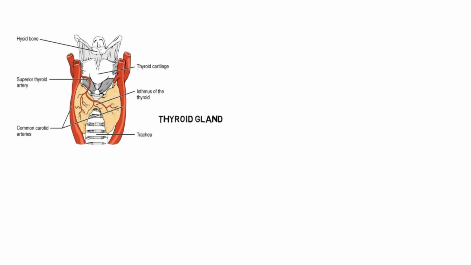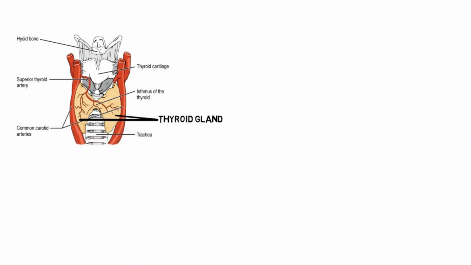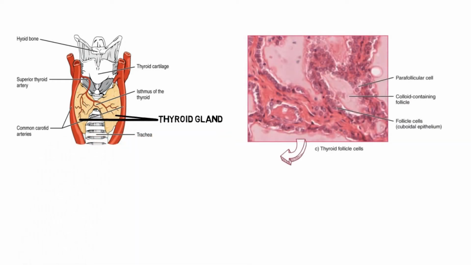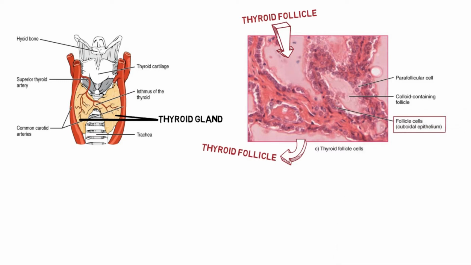The thyroid gland is located just below the larynx, and is a part of the endocrine system. It has two lobes situated on either side of the trachea. The thyroid gland consists of numerous spherical hollow sacs called thyroid follicles, which are lined with a simple cuboidal epithelium called follicular cells, which interiorly contain colloid as a protein-rich fluid.